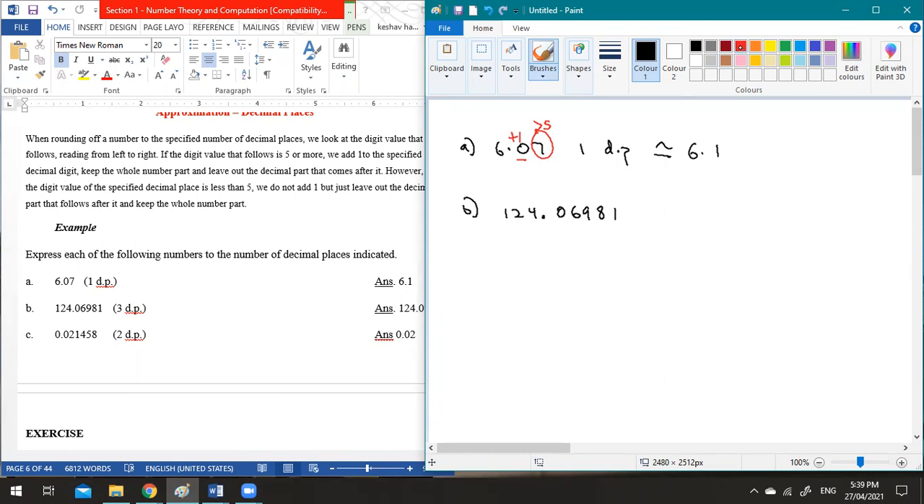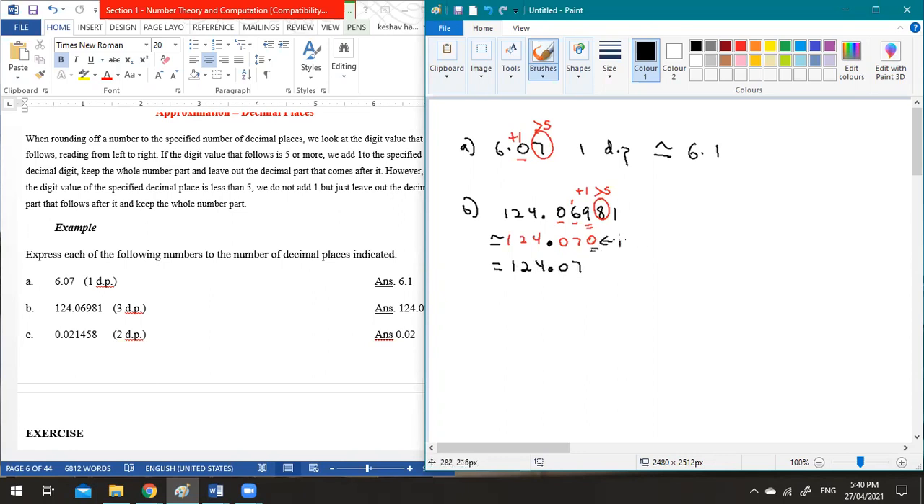124.06981. You want 3 decimal places, so from the decimal we count in 1, 2, 3. Look at the number after it. Again, it is more than 5, so we add 1 to the 9. But in this case, if we add 1 to the 9, we'll get 10. So we carry the 1, it becomes 7. Right? So it's approximately 124.070, which is the same as 124.07.